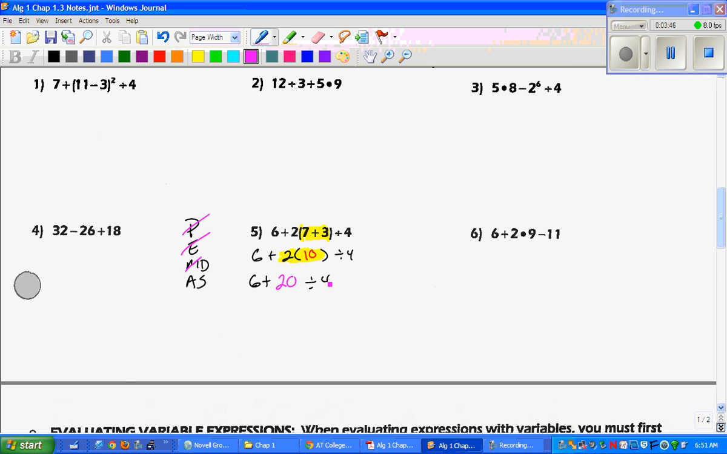So we took care of multiplication, but now we have division right there. The 6 stays the same. 20 divided by 4 gives us 5. And then our last step would be just to add, and we get 11. All right, now let's do the same thing with number 6. Please excuse my dear Aunt Sally. We do not have parentheses, we don't have exponents, but we do have multiplication.